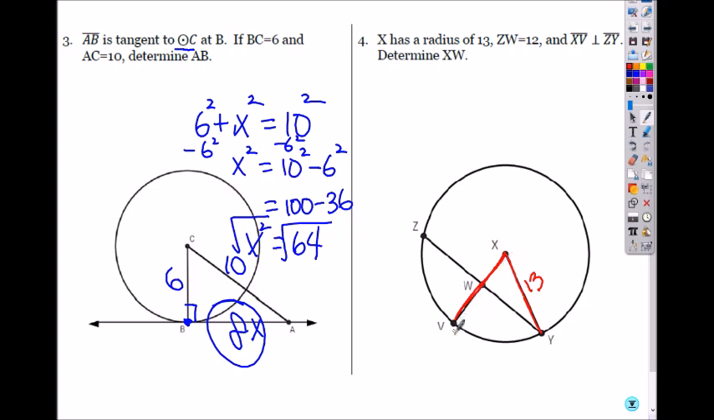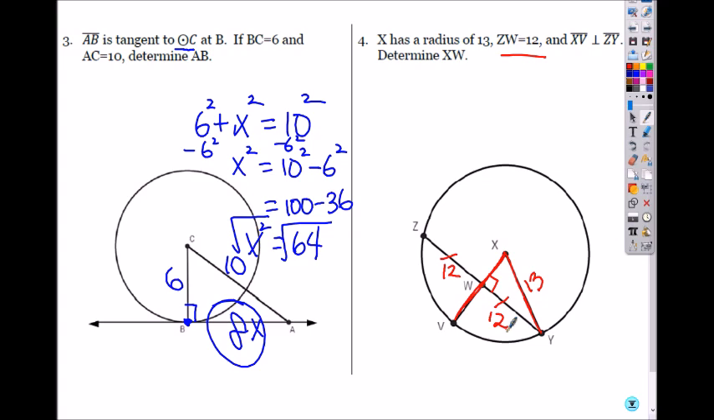And ZW is 12. And XV is perpendicular to ZY. These two are perpendicular. So again, you see how the chord is perpendicular to the radius? That means if this is 12, what is this equal to? 12. That's the radius chord theorem.